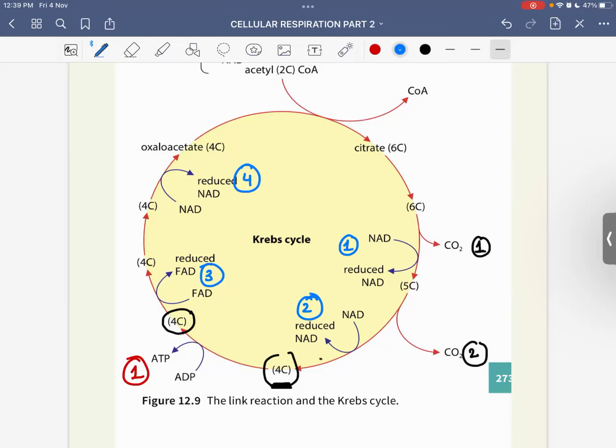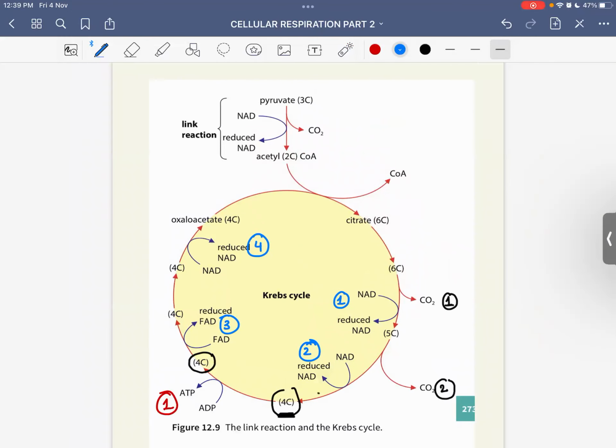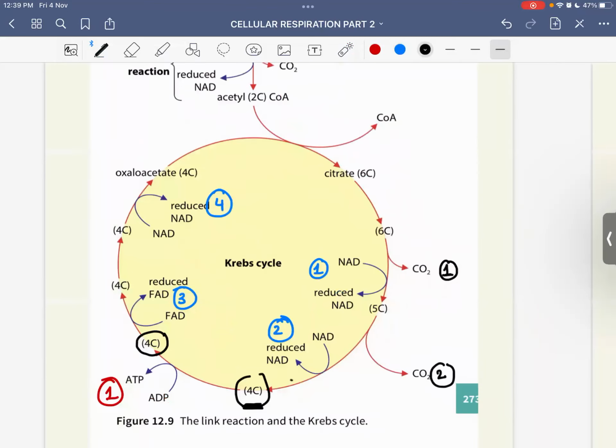ठीक है. अब आप मुझे बताओ, is this cycle happening twice or once? Why would it be happening twice? Because how many molecules of pyruvate did we make? 2. हाँ सही है. ठीक है. So now let's just sum all this up.